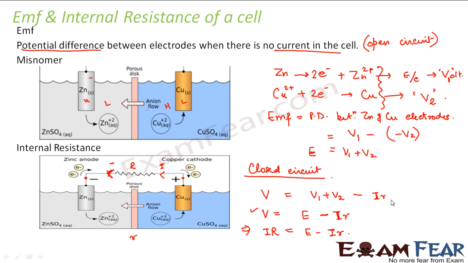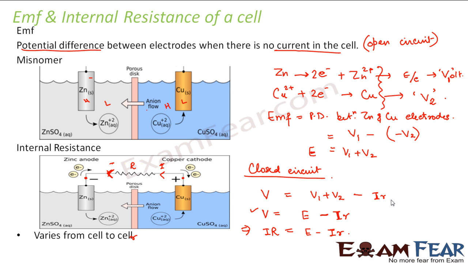Now again, there is an exception to this. It is not that always the potential difference will decrease whenever you connect a cell in a closed circuit. The exception here is again the charging of a cell. During charging of a cell, the potential difference between the two electrodes becomes more than the EMF of the cell. But in all other cases, the potential difference in a closed circuit between the electrodes is lesser than the EMF. I hope it is clear to you.